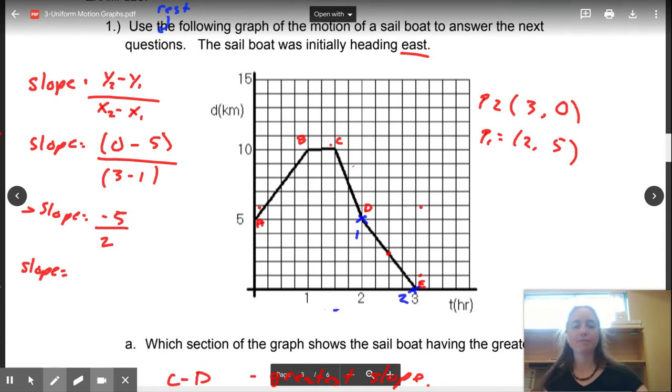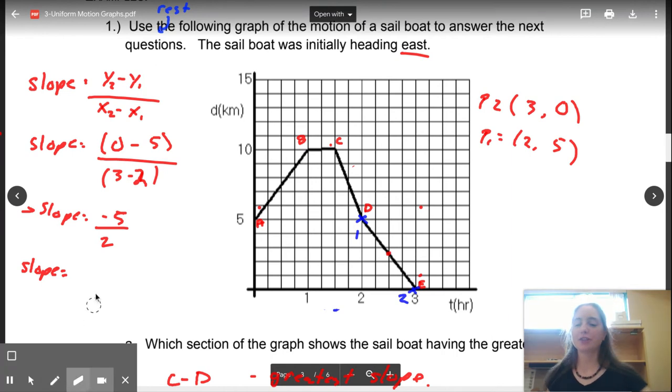I wrote this down wrong. Sorry, I'm having a brain fart. I wrote 1. That should be 2. I hope you guys caught that. Okay, so that should not be over 2. It should be over 1. I was wondering why my numbers were seeming really weird.